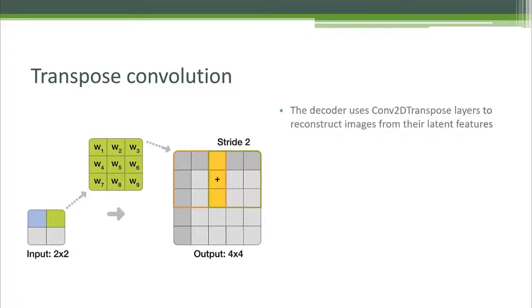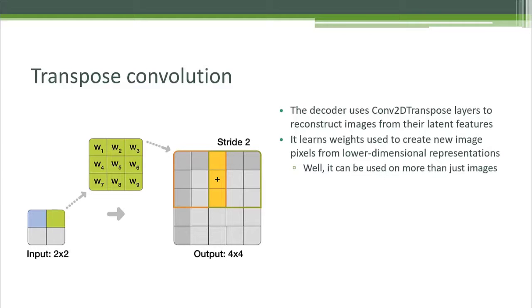So again, the trick for doing this in the decoder is to use a transpose convolution instead of a convolution. So instead of conv2D layers, we're using conv2D transpose layers to reconstruct images from those latent features that we talked about. So it's going to be learning all the weights used to create a new image with new pixels from a lower dimensional representation. And again, it can be used on more than just images, like we talked about. Search and text information is another application, but images are the easiest example to wrap your head around here. So with a transpose convolution, we're not distilling things down or shrinking images down. We're actually expanding them into their original form.